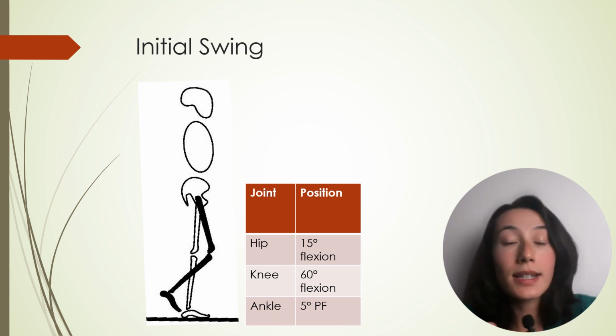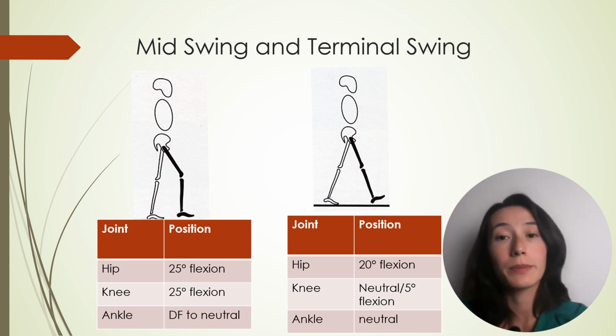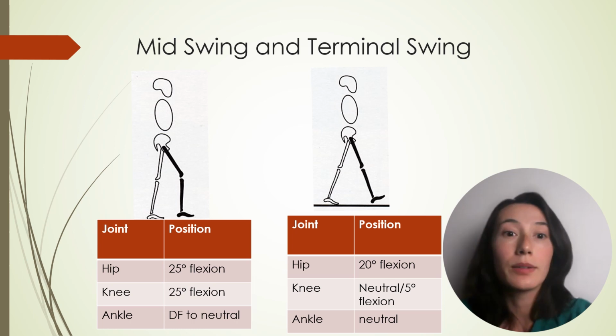Well, why 60 degrees during initial swing? Said with a smile, energy conservation. What is the point of flexing your knee to 100 degrees and making the hamstring work so much harder when just 60 degrees does the job? During the entirety of the swing phase, a lot of momentum is built up to essentially swing the limb forward.